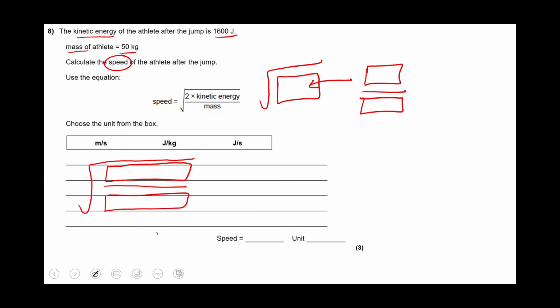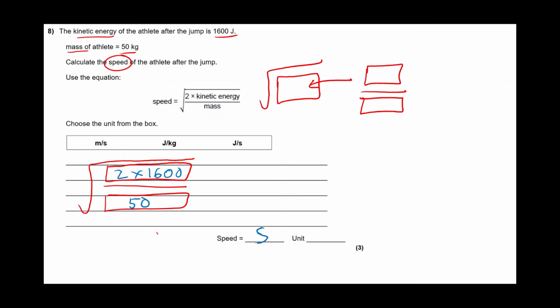I'll just use another colour so it's a bit clearer. My number at the top is 2 times the kinetic energy, so that's 2 times 1,600. And on the bottom is the mass, which is 50. So again, we're going to type this into our calculator: the square root, 2 times 1,600 on the top and 50 on the bottom. And this is going to give us an answer for a speed of 8.